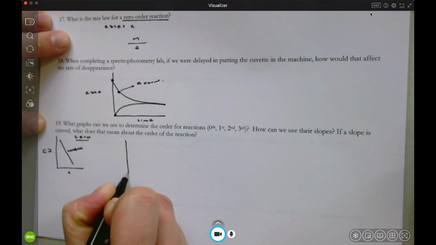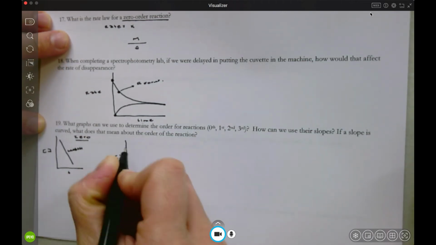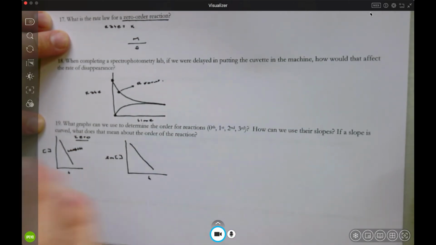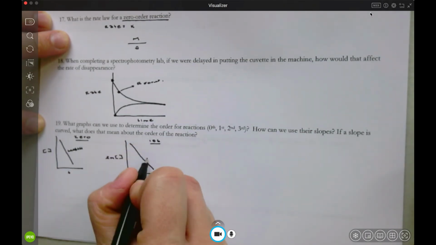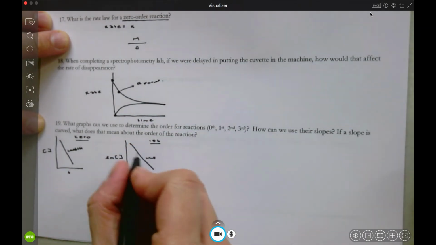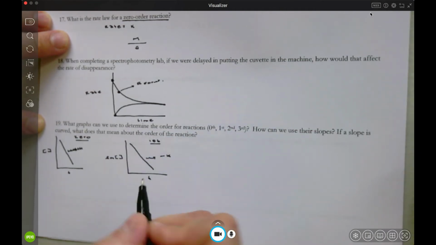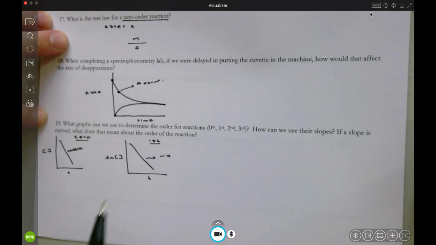For first order, you're going to do natural log of your concentration versus time. It's going to be a negative linear slope. If it's curved, it's not first order. The slope of this is going to be your K. So your negative K, because remember K can't actually be negative, and the slope of this line is negative. So whatever the slope of this line is, that is your K value, just the negative of it.